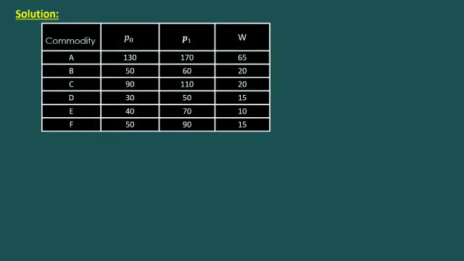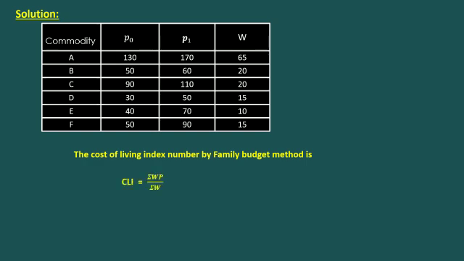Solution. Base year price is denoted as P0, current year price is denoted as P1, and weights assigned to various commodities are denoted by W. In this problem, we have been asked to compute the cost of living index number by family budget method. So the formula for family budget method is CLI is equal to summation WP divided by summation W.